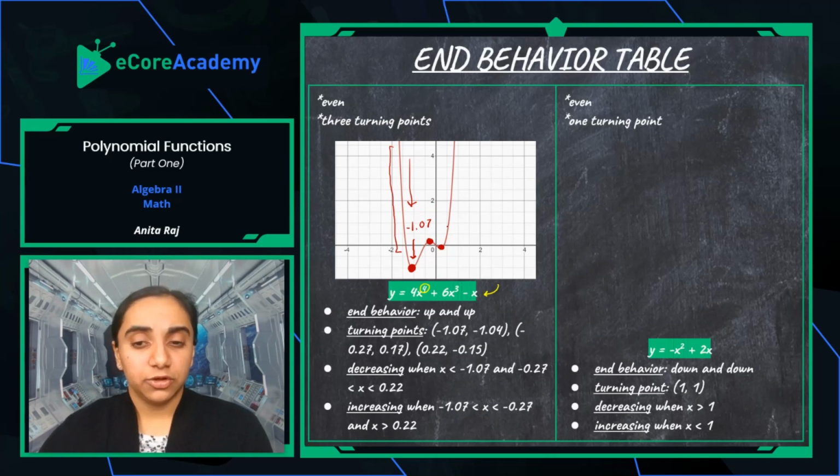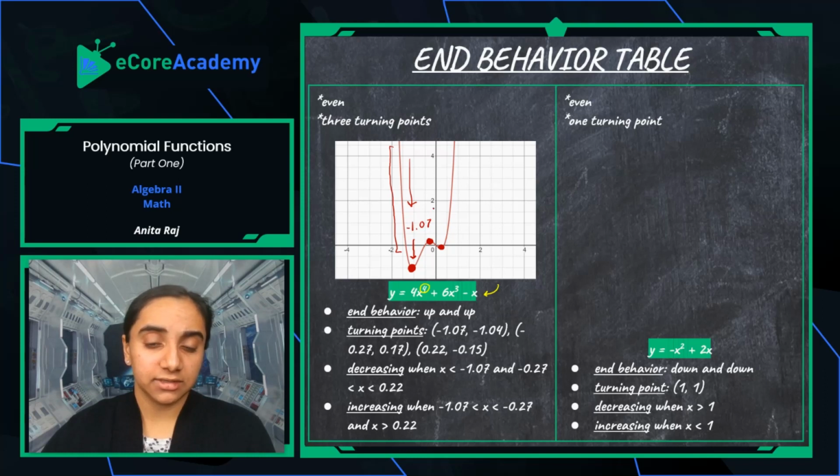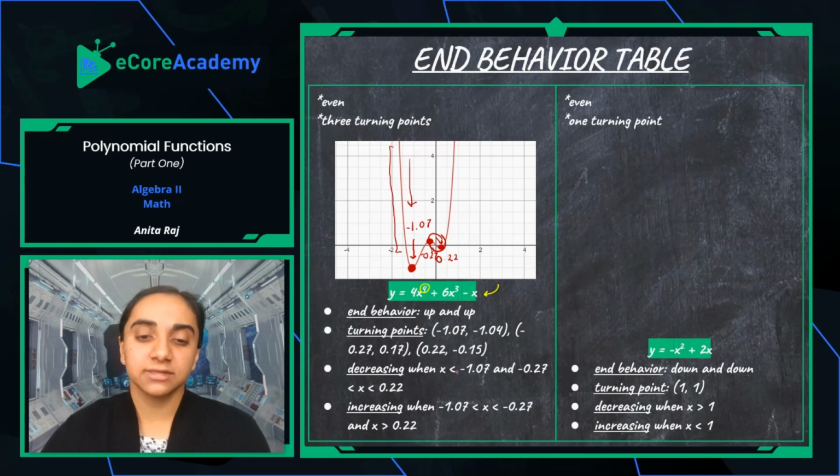Another area where the polynomial is decreasing is between x equals negative 0.27 and x equals 0.22. So it's pretty much this interval right here we're talking about, because if you see, this is also going downward. This right here is 0.22, and this is negative 0.27. We write this in terms of the domain, which is x, so keep that in mind. That's how you determine where the polynomial is increasing and decreasing.